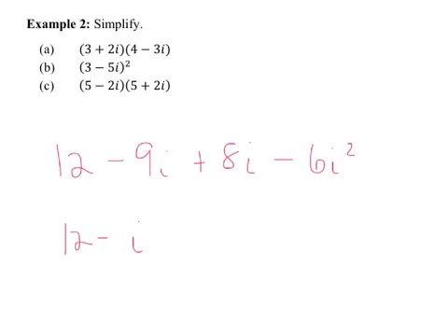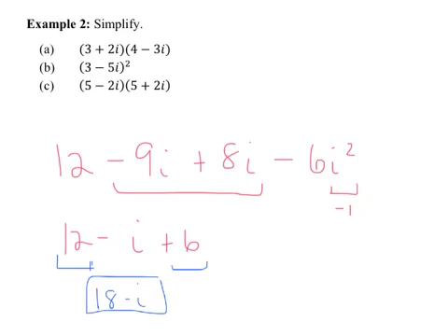Start by simplifying here. We're going to get minus i in the middle, right? These two terms add up to negative 1i. And then remember that this i squared is really a negative 1. So this is really negative 6 times negative 1, which is just going to be positive 6. So in the end here, we can add this 12 and this 6 together to give us 18, and this simplifies to 18 minus i as our final answer for part A.